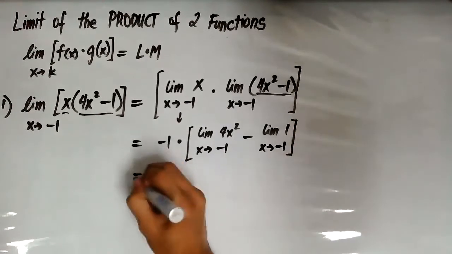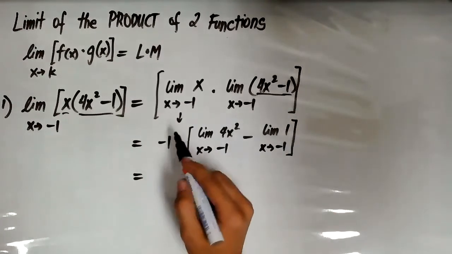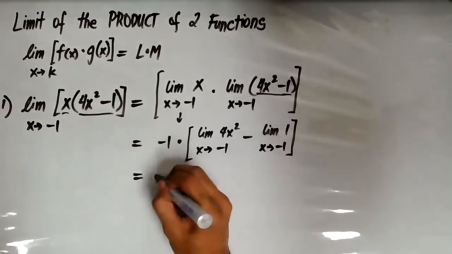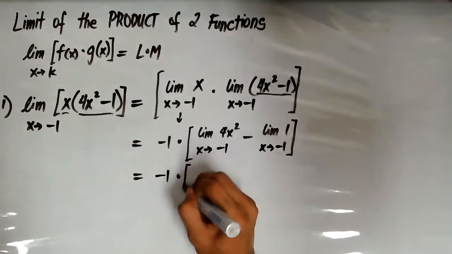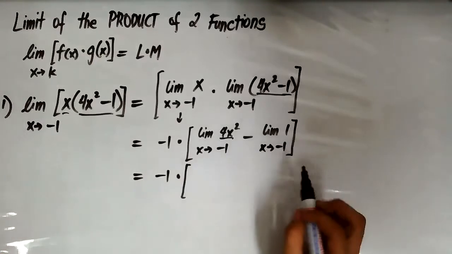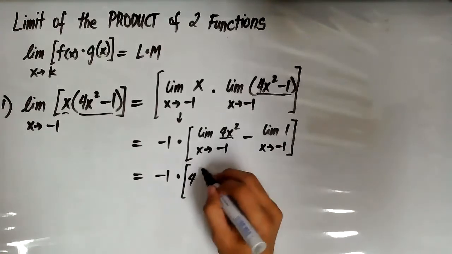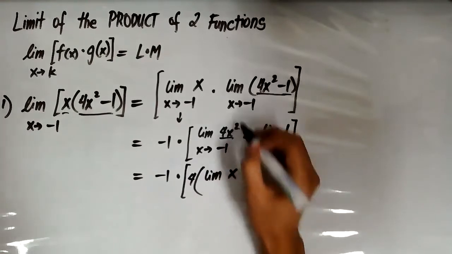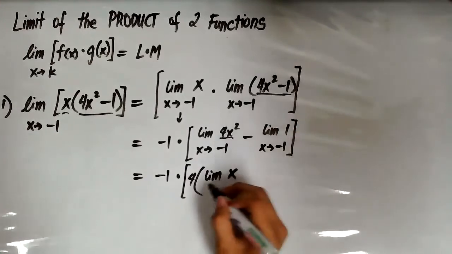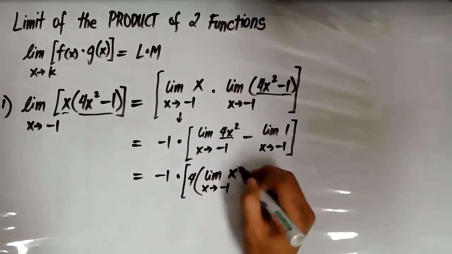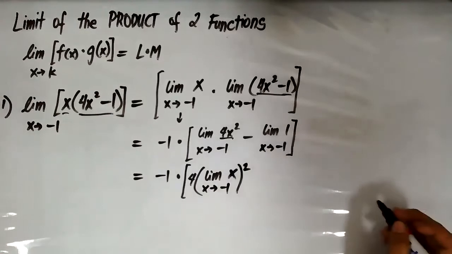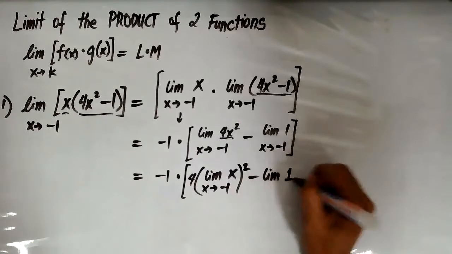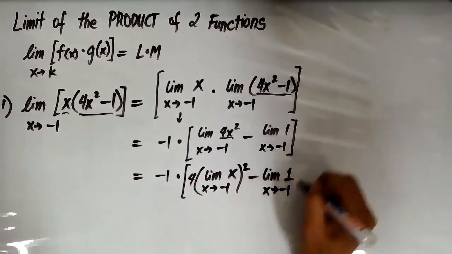All right. So I just simplify this negative 1 for us to lessen the writings on this whiteboard. All right. So this will be negative 1 times. You can still use here the constant multiple. So this will become 4 times the limit of your x. And by also applying the power of a function as your x approaches negative 1 and raise it to your exponent. All right. Minus the limit of 1 as your x approaches negative 1.